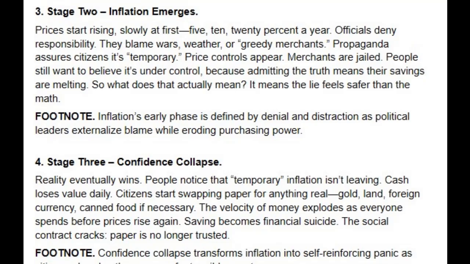4. Stage 3, confidence collapse. Reality eventually wins. People notice that temporary inflation isn't leaving. Cash loses value daily. Citizens start swapping paper for anything real: gold, land, foreign currency, canned food if necessary. The velocity of money explodes as everyone spends before prices rise again. Saving becomes financial suicide. The social contract cracks, paper is no longer trusted. Footnote. Confidence collapse transforms inflation into self-reinforcing panic as citizens abandon the currency for tangible assets.